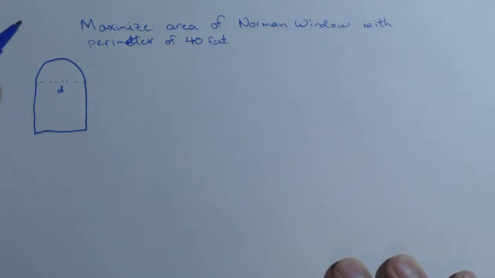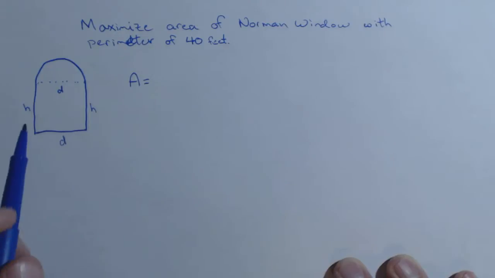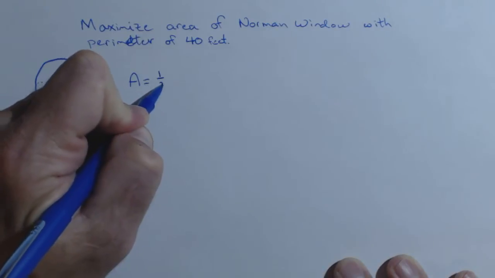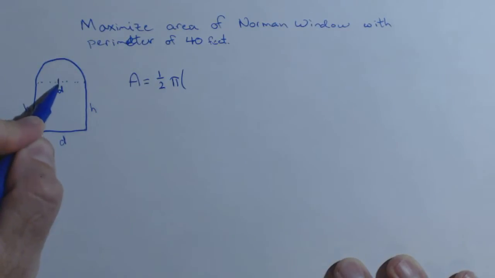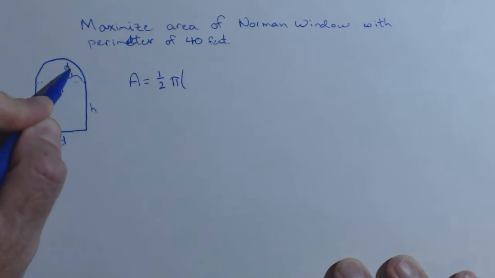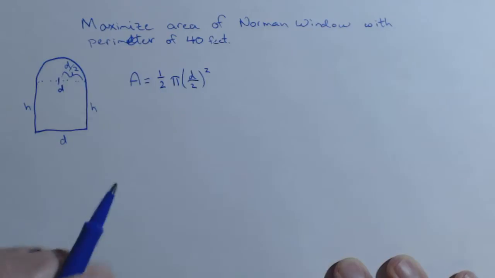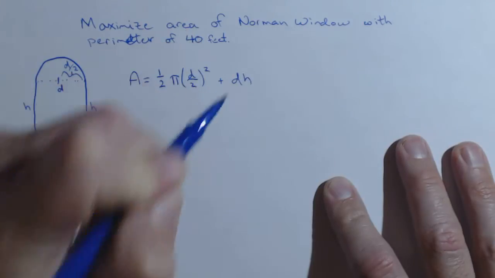So we'll call this D for diameter. And maybe we call this side H for the height of the window, which makes this side also D and this side also H. Now first off, we want to maximize area, so let's just come up with a formula for the area. Well, we got the rectangle underneath and we got a half a circle. So the area of the half circle is 1/2 for half of the circle. And the area of a circle is pi times the radius squared, and the radius is right there, it's D over 2. It's only half the diameter. So D over 2 squared. Now we're going to add on the area of that rectangle, which is D times H.